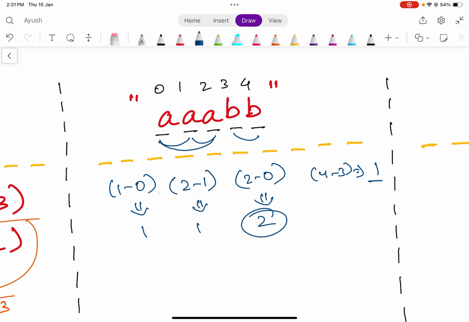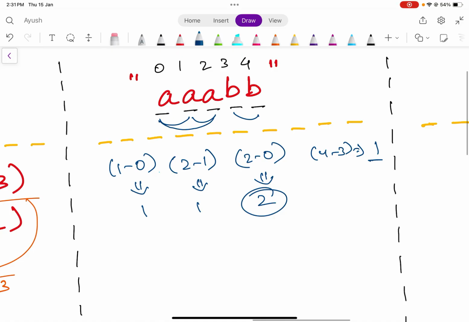But what about A? Can we rearrange it in any manner such that the distance between any two equal characters will always be odd? For this given string, what if we try to write it like A, then a B, then another A and then another B? In this case, what happens?